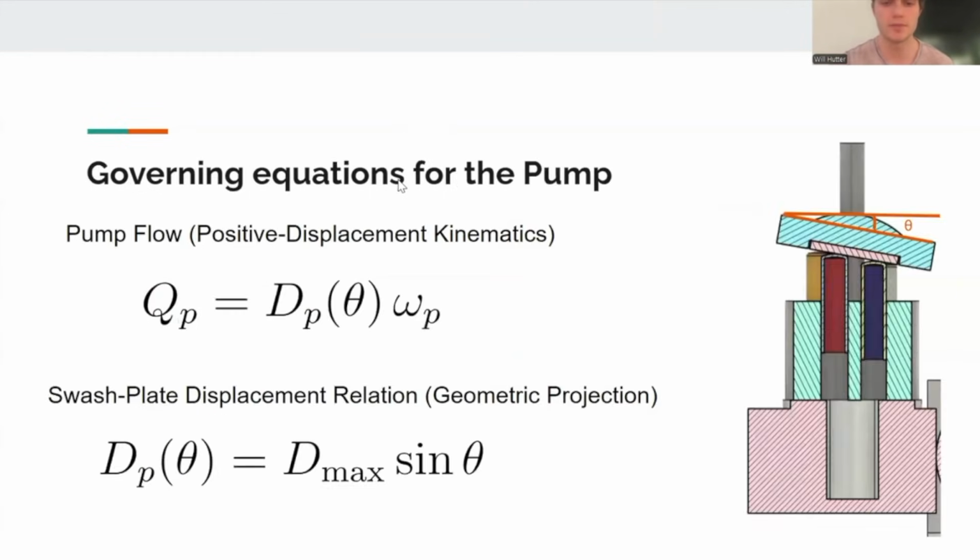In the pump control volume, flow is determined kinematically. The pump is a positive displacement axial piston machine, so the volumetric flow rate is simply the swept volume per radian multiplied by the shaft speed. The swept volume depends on the swash plate angle, which defines the piston stroke through geometric projection. This means the operator's input directly sets the volumetric boundary condition for the entire hydrostatic loop.